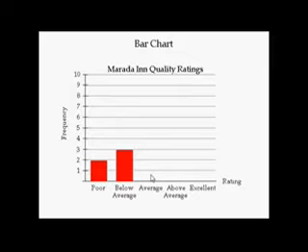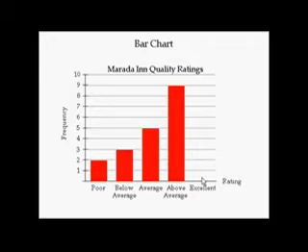Since the frequency of customers saying Murata's quality was average is 5, the bar for this category stops at 5. Since the frequency of above average is 9, the bar for this category stops at 9. Because the frequency of excellent is equal to 1, the bar for this category stops at 1. Notice there are gaps in between the bars. This is not the case when the variable has interval or ratio scale.